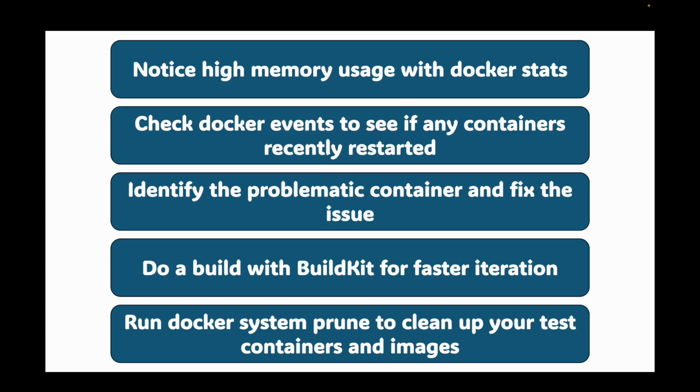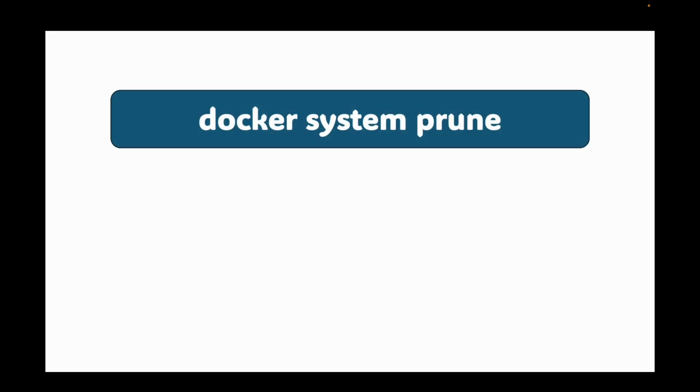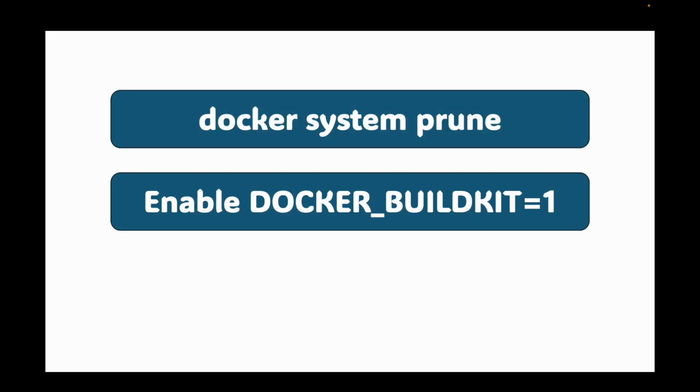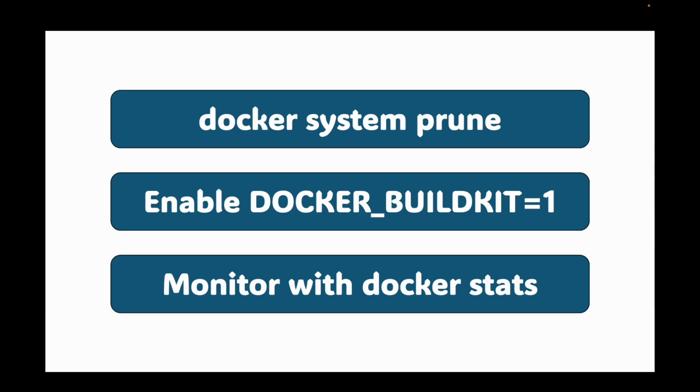And that's your deep dive into Docker system maintenance, modern builds, and container monitoring. To recap, use docker system prune to keep your system clean. Enable DOCKER_BUILDKIT=1 for faster and more secure builds. Monitor with docker stats for real-time metrics and docker events for lifecycle tracking.